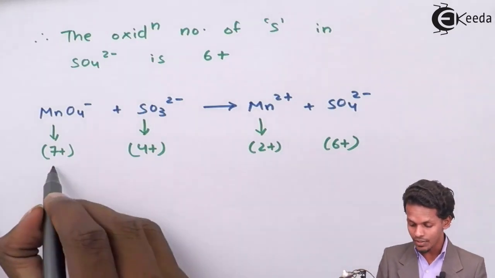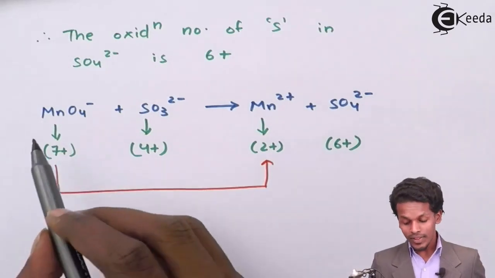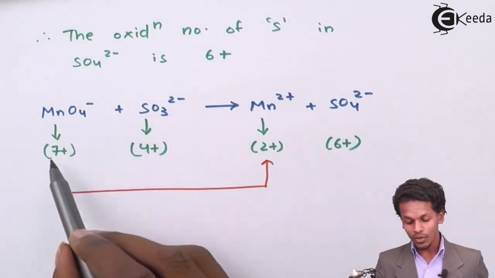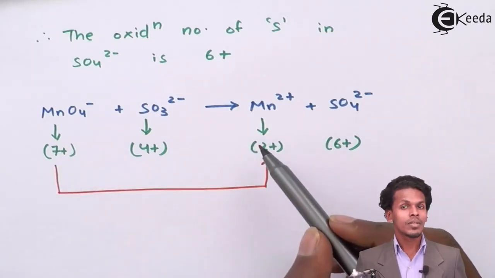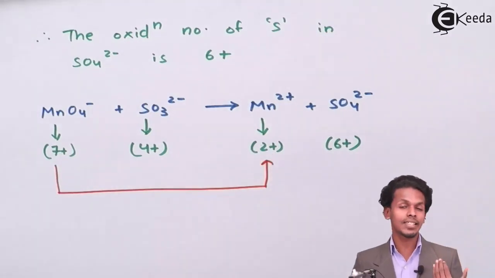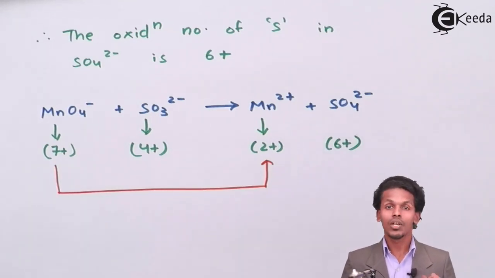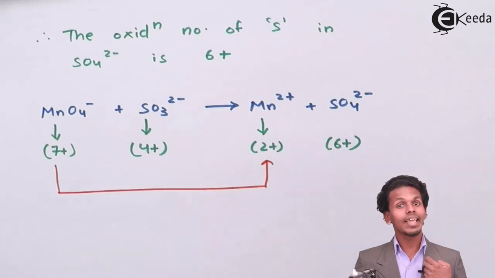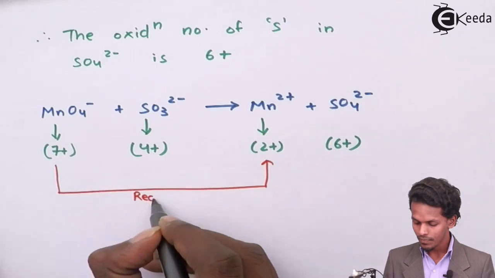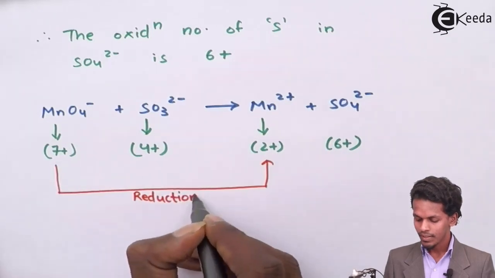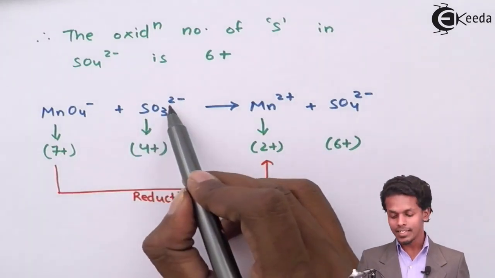So this Mn, which has an oxidation number of 7 plus, is now being converted into 2 plus. So basically the oxidation number is decreasing, and this is only possible if this reaction is a reduction. So therefore this process is nothing but reduction.